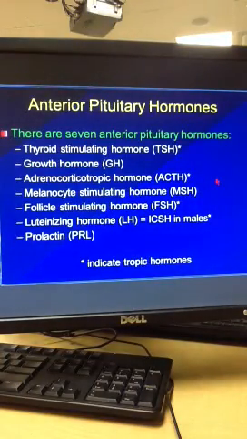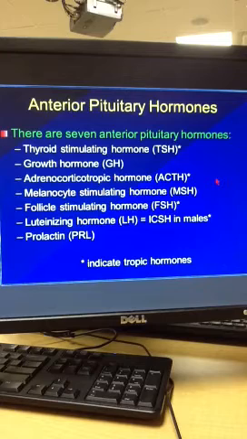Okay, these are the anterior pituitary hormones, and there are 7 of them. Thyroid stimulating hormone, and if you look at the name, that's pretty much going to tell you where they act. Thyroid stimulating hormone, where's that going to act? On the thyroid gland. Growth hormone, where's that going to act? Anybody know? Everywhere. Growth hormone acts on every cell in the body. It especially acts on bone and muscle, and that's why these athletes are taking growth hormone.